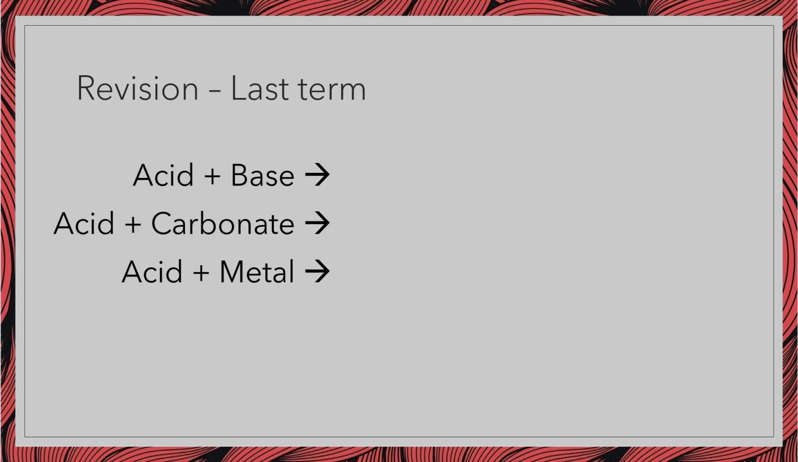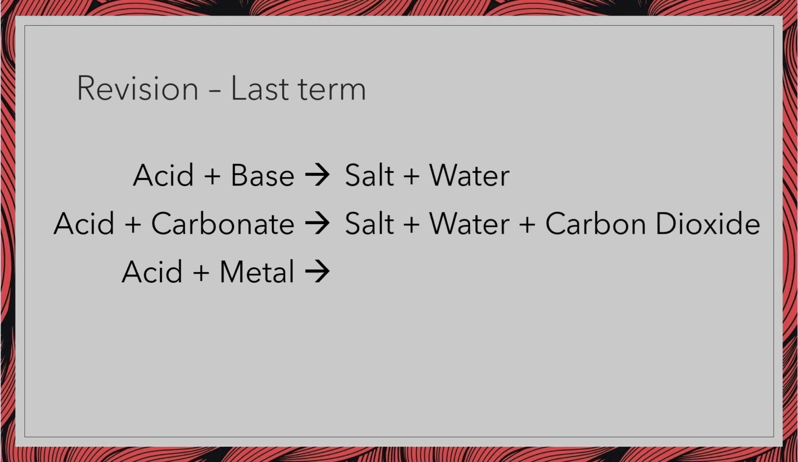Okay, so we did do this in module 3. We did acid and base reactions, acid and carbonate, acid and metal. So remember, an acid and a base, when mixed, gives a salt plus water. Acid and carbonate give a salt plus water plus carbon dioxide. And acid plus a metal gives a salt plus hydrogen gas.